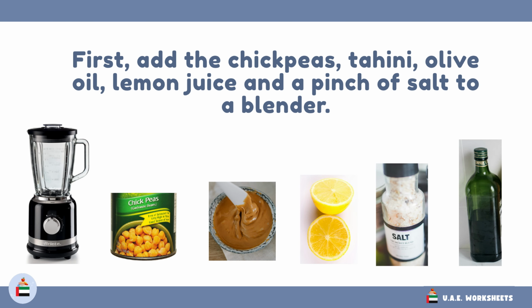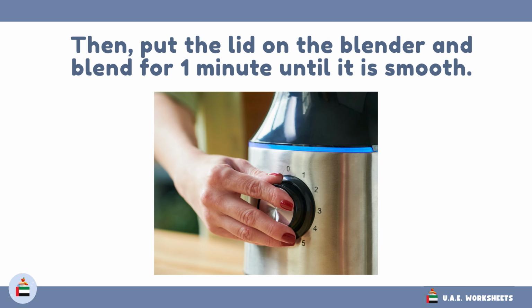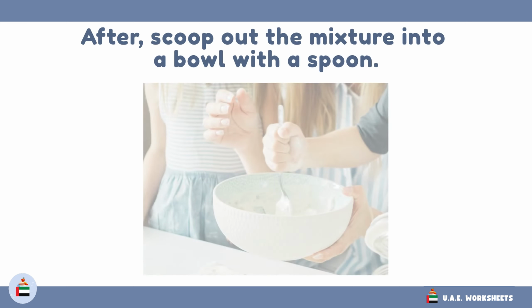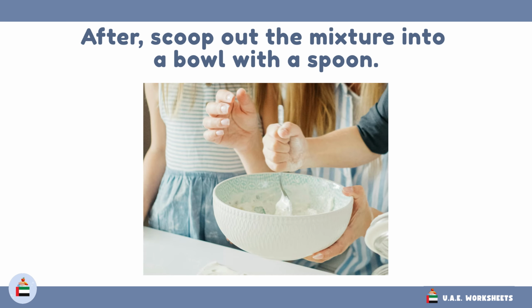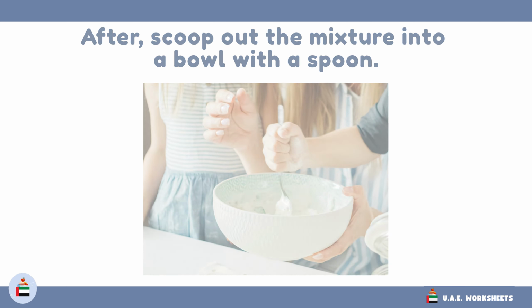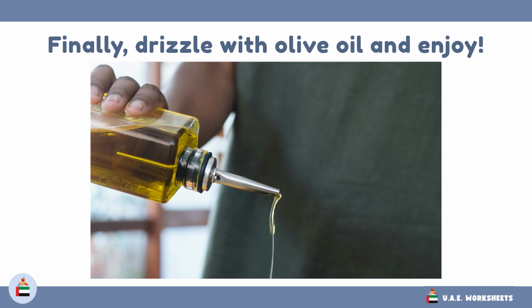First, add the chickpeas, tahini, olive oil, lemon juice and a pinch of salt to a blender. Then, put the lid on the blender and blend for 1 minute until it is smooth. After, scoop out the mixture into a bowl with a spoon. Finally, drizzle with olive oil and enjoy.